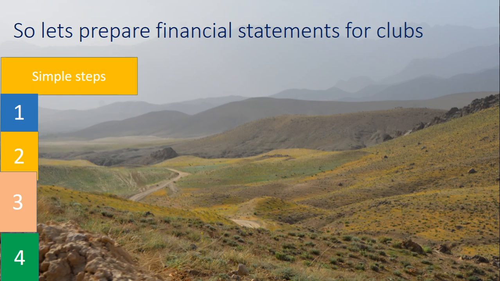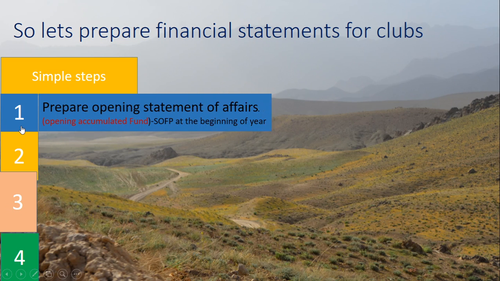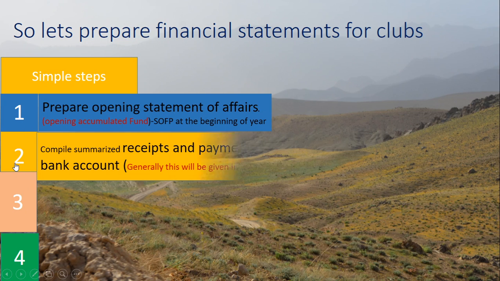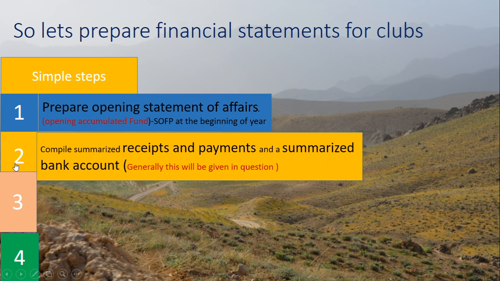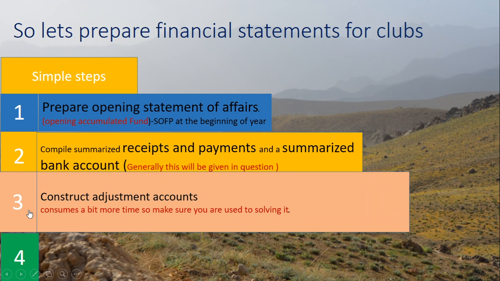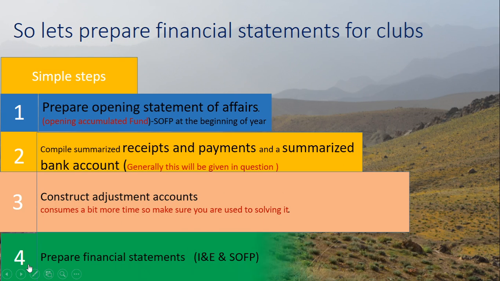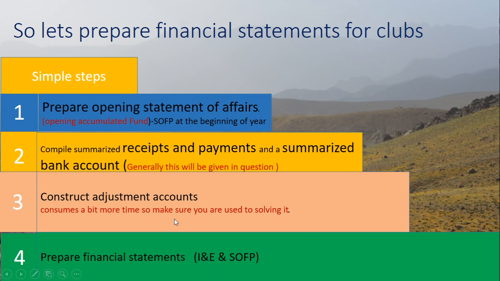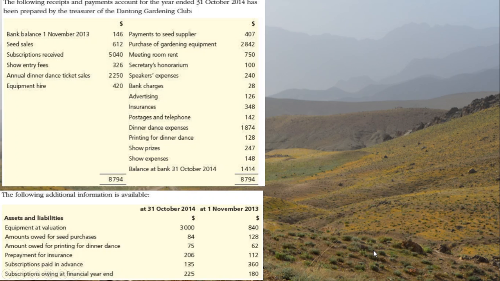Now let's prepare the full financial statement for clubs. The simple steps we learned: step 1, we need to prepare the opening statement of affairs to calculate the opening accumulated fund. Step 2, you need to compile the receipts and payments and summarize the bank account. Generally this is given in the question. Step 3, you need to construct adjustment accounts. This consumes a bit more time and you need to be careful while preparing these ledgers. Step 4, finally we prepare the financial statements, that's your income and expenditure account and statement of financial position. So let us move forward.